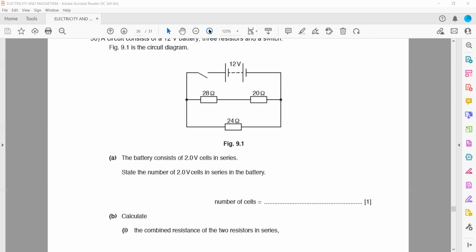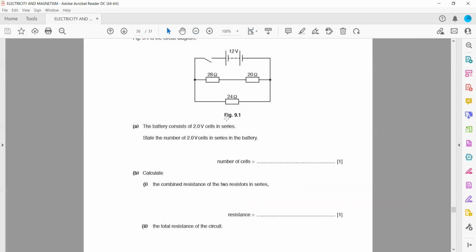Then the combined resistance of the total circuit. So this is already 48 and this one is 24. So the total resistance is the product divided by the sum. So 48 into 24 divided by 48 plus 24. So this answer, 48 into 24 by 48 plus 24, will give us 16 ohm. So the total resistance of this circuit is equal to 16 ohms.